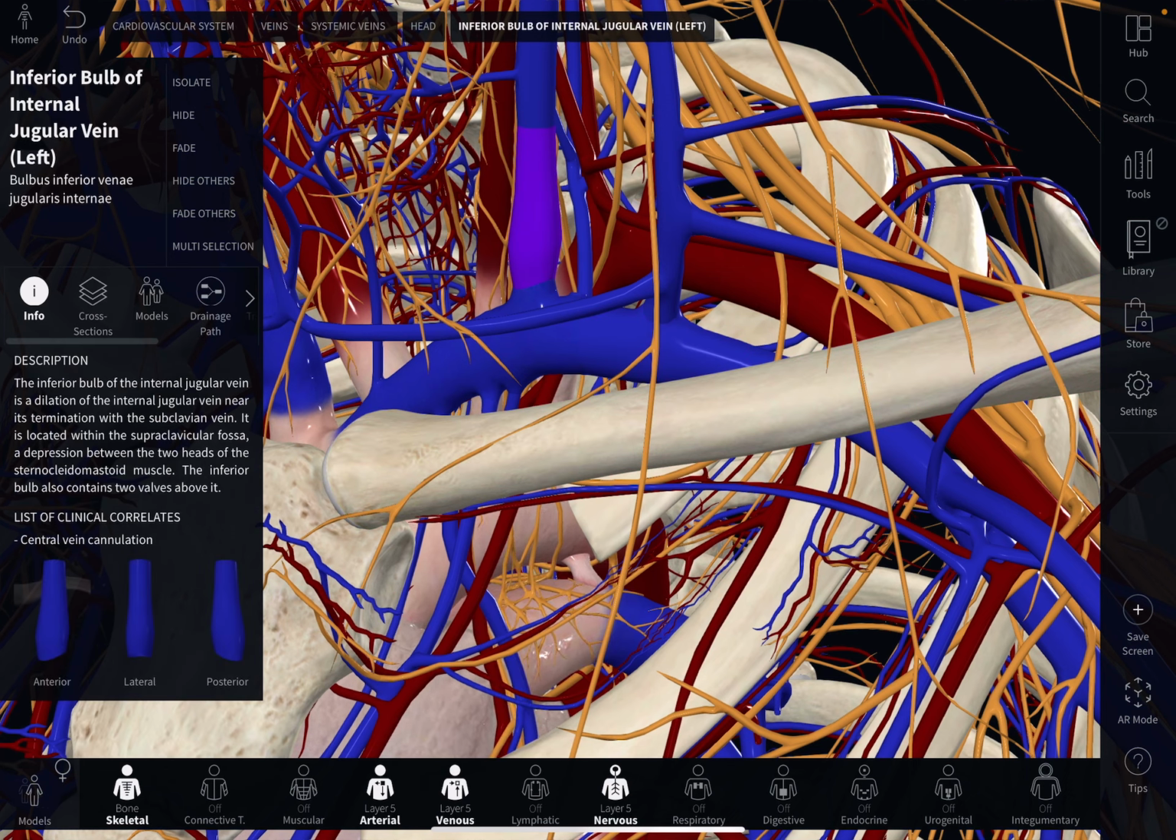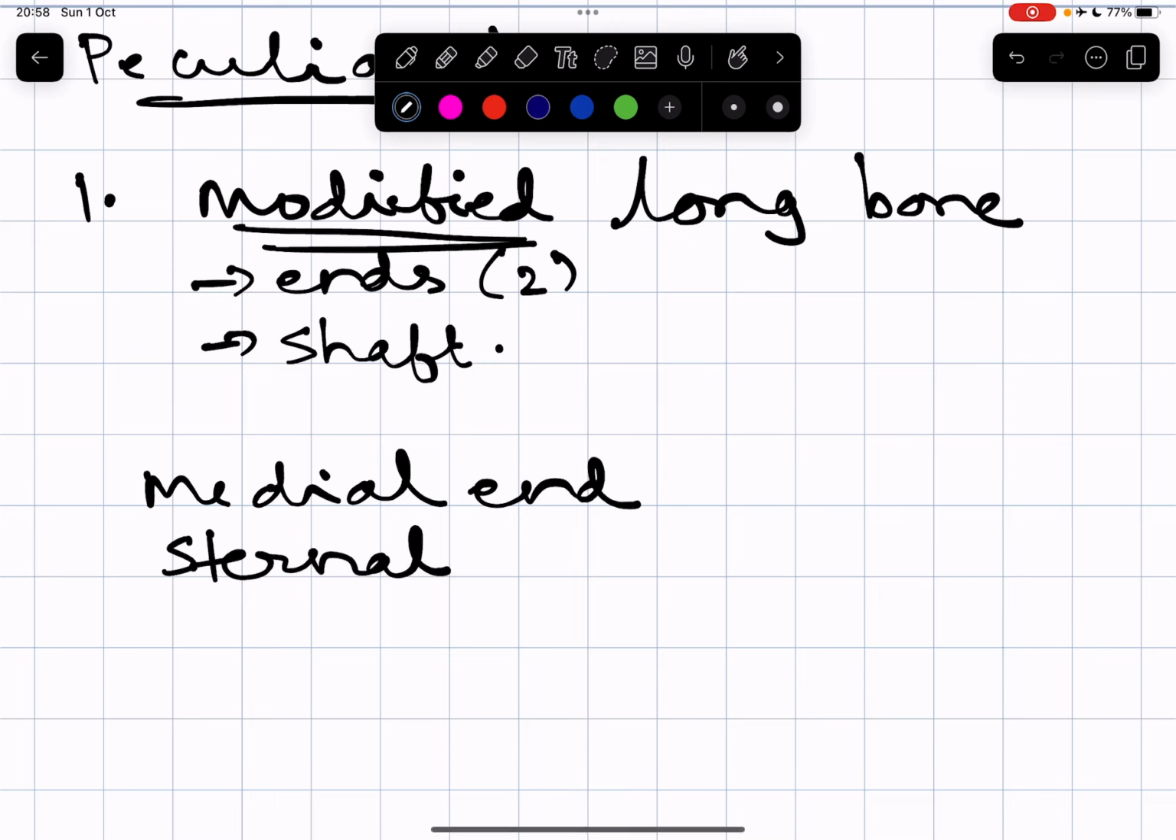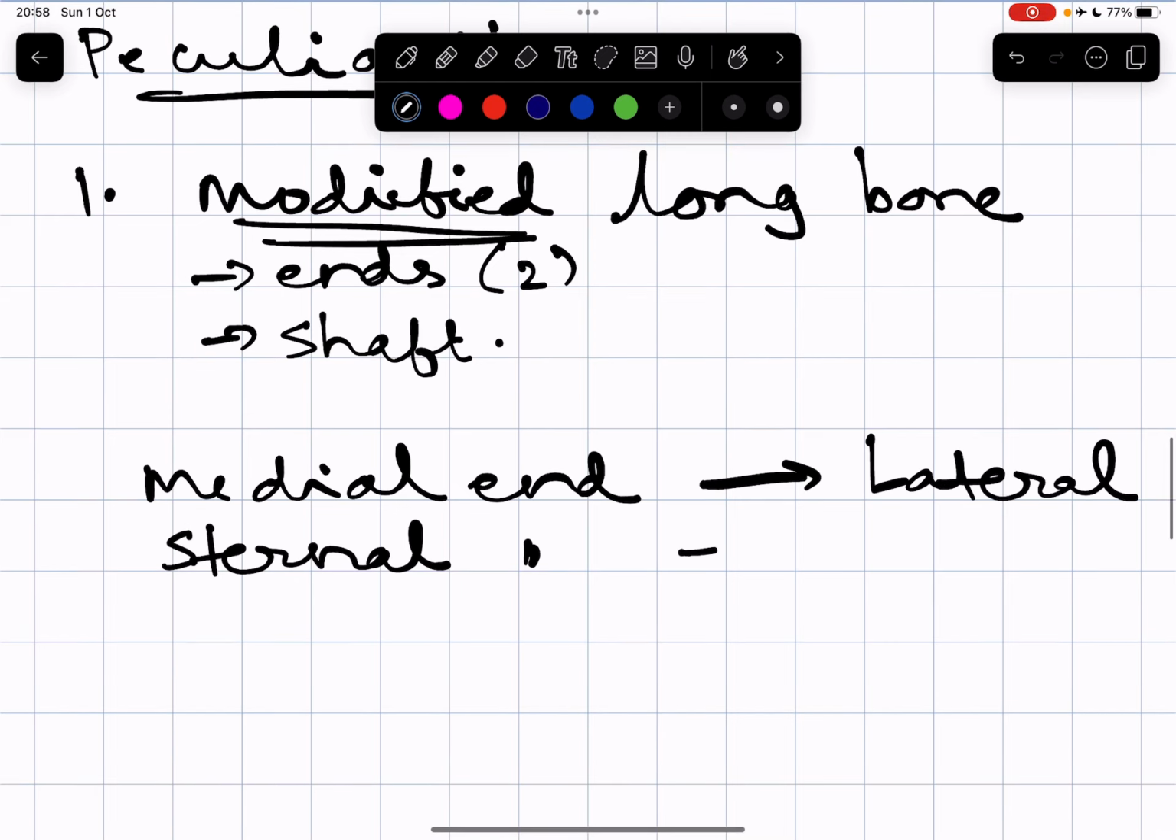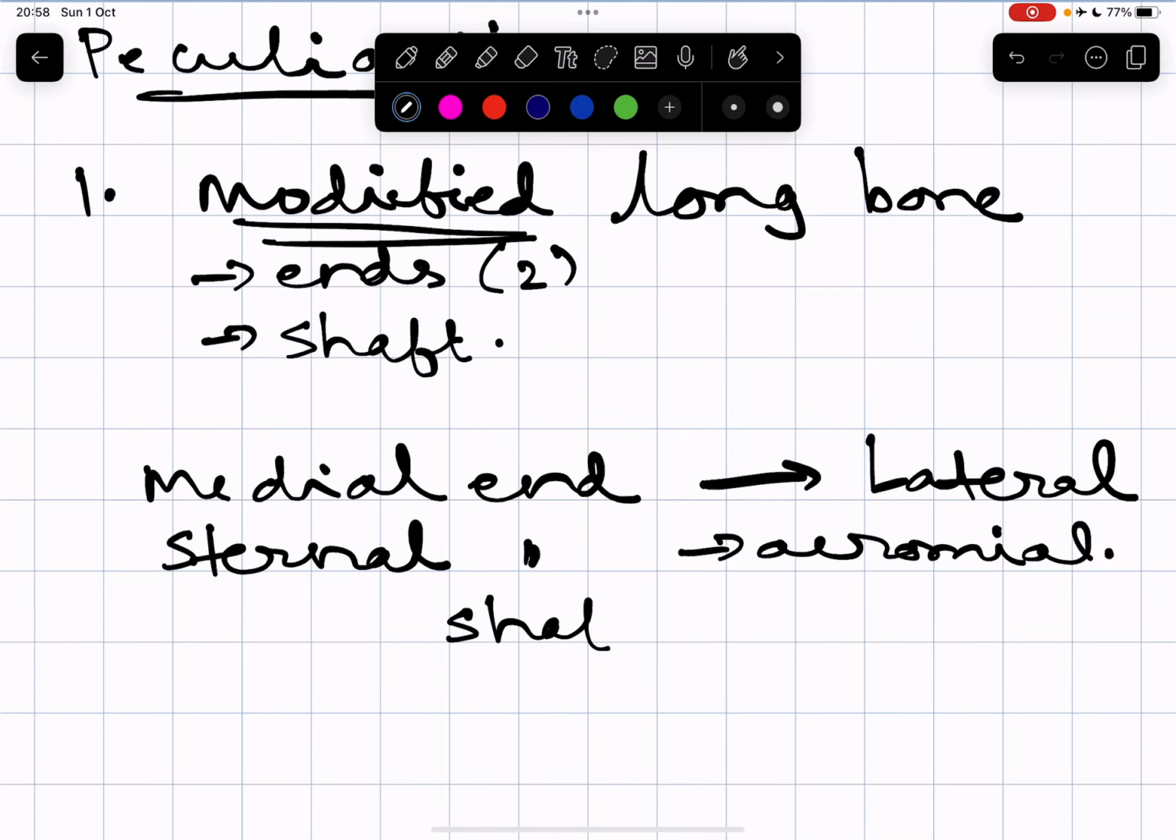Right. So the clavicle has 2 ends. One is called the medial end, which is also known as the sternal end because it is going to articulate with the sternum. And the other one is the lateral end, because it is going to articulate with the acromion process. It is known as the acromial end. In between the 2 ends, it has a shaft.